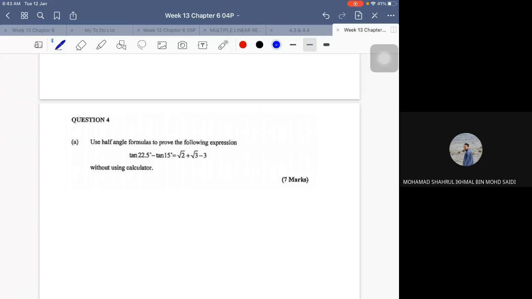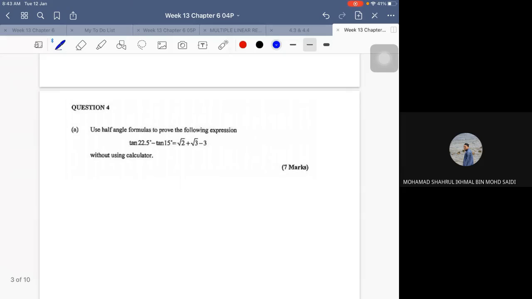Okay, untuk question 4A ni, dia kata again, so this is going to be regarding half angle. So dia kata use half angle formula to prove the following expression. So kita ada tangent 22.5 degree tolak tangent 15 degree. So kita kena prove yang dia adalah bersamaan square root 2 tambah square root 3 tolak 3. And question ni dia memang spesifik. Dia kata without using the calculator.